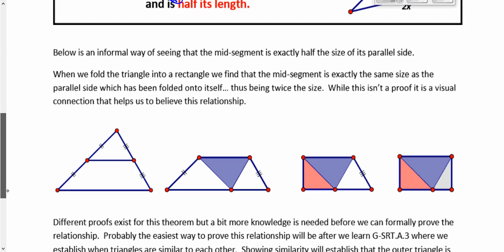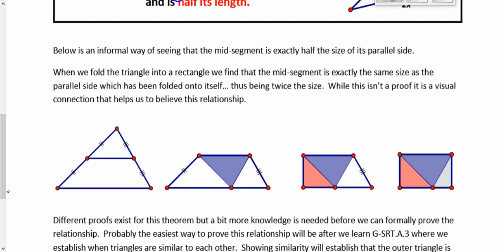So let's quickly look at this here. Again, they're doing this paper folding. Let's say you have a paper triangle and you got a midsegment in the triangle, right?